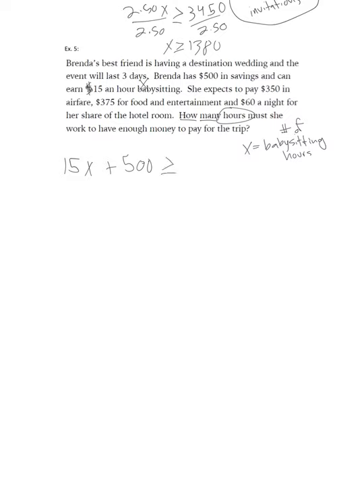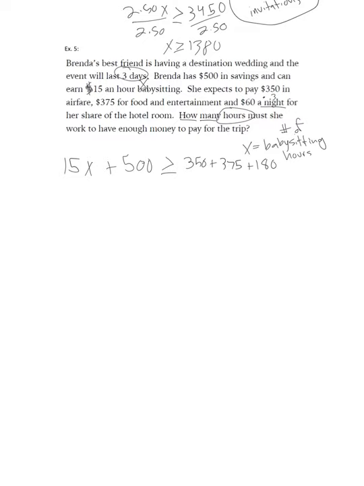So here we have several different expenses. She's paying $350 for airfare, $375 for food and entertainment, and $60 a night for a share of the hotel room. So here you want to make sure you figure out how many nights she'll be there. Up here they've told you that she'll be there for 3 days. So we'll assume that she'll also be there for 3 nights, right? So we're going to take the $60 a night, multiply it by 3 nights to get us 180, which is what she'll end up paying for the hotel room.